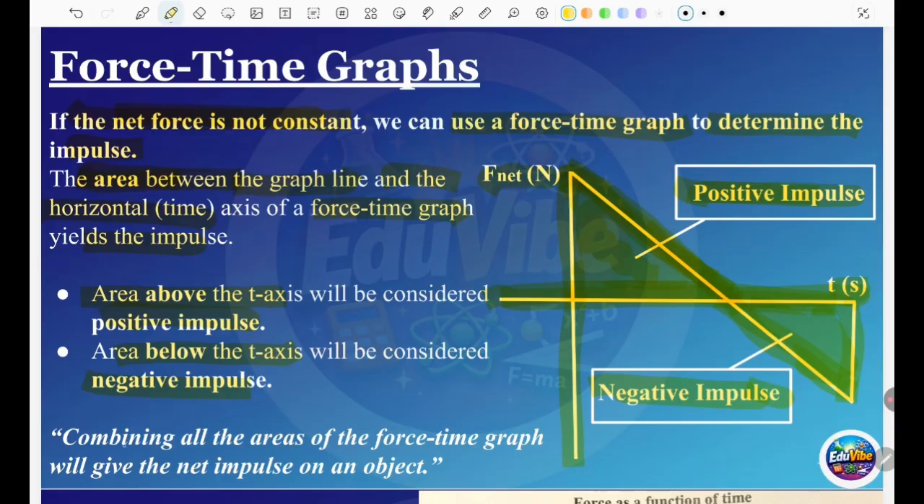When we combine all the areas in the force time graph, they give the net impulse on an object. So we get the net impulse, which is the change in momentum, from there. That's how the force time graph works with the impulse, which is the change in momentum.